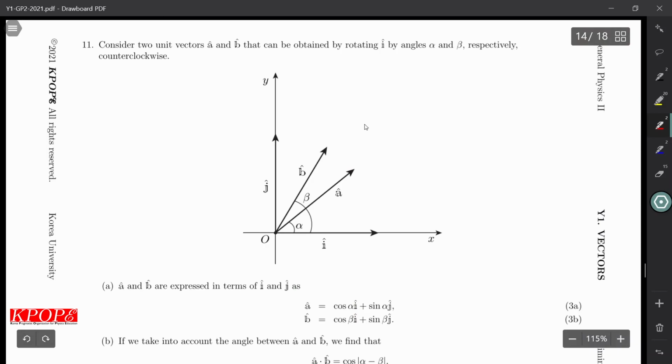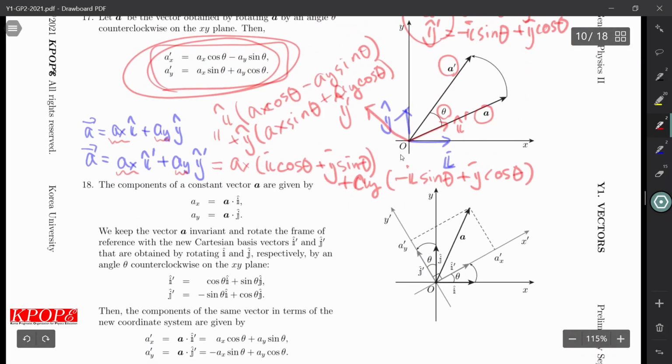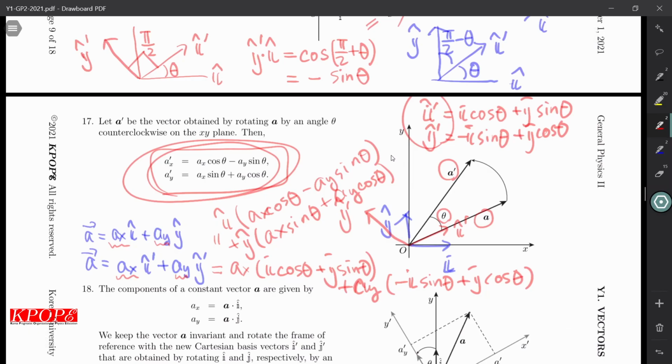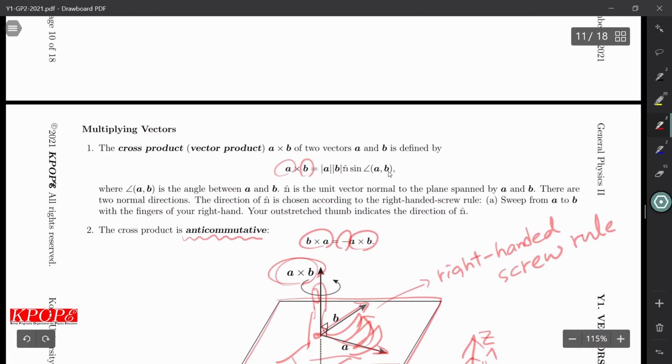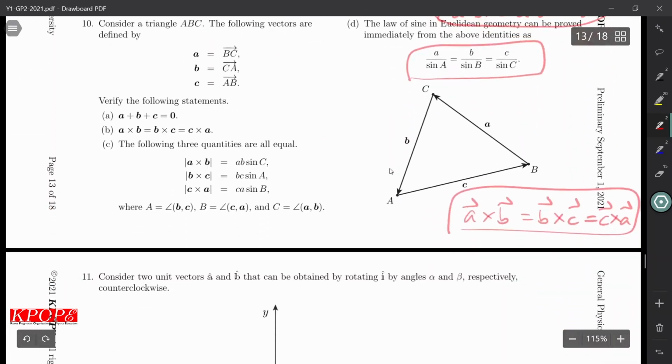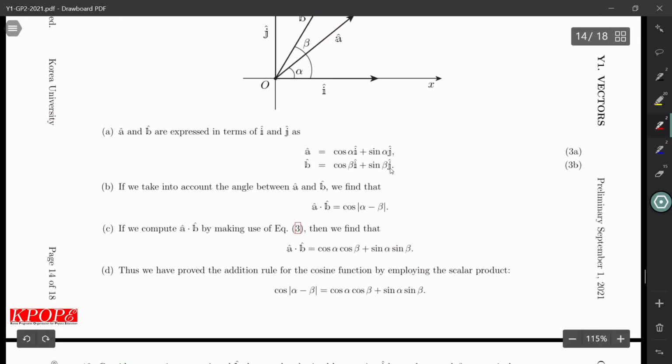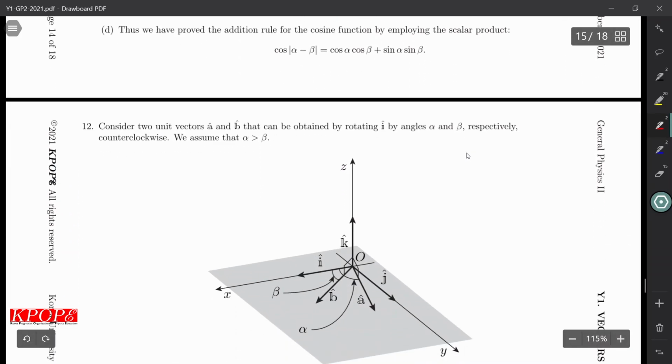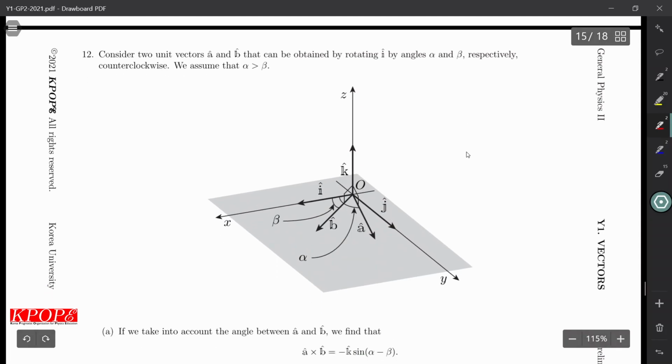Consider two unit vectors A and B that can be obtained by rotating. This is quite similar to the relation that we have obtained for the rotation of two basis vector sets i, j into i prime, j prime. We can apply this to re-express this relation for number 11. So this is another way to verify the addition rule for cosine and sine. We can make use of a scalar product and cross product, the vector product, to verify the addition law of cosine and sine. Later, we will also consider making use of complex numbers to verify this relation too.